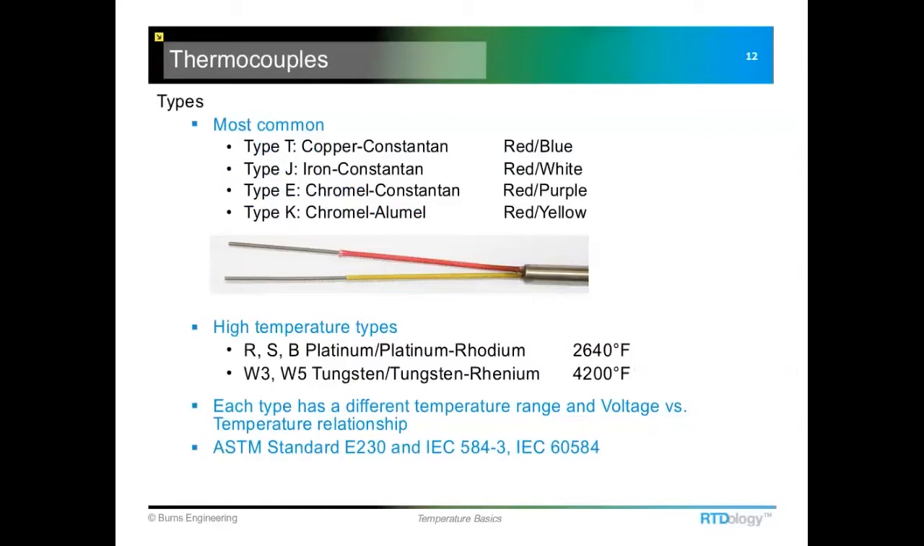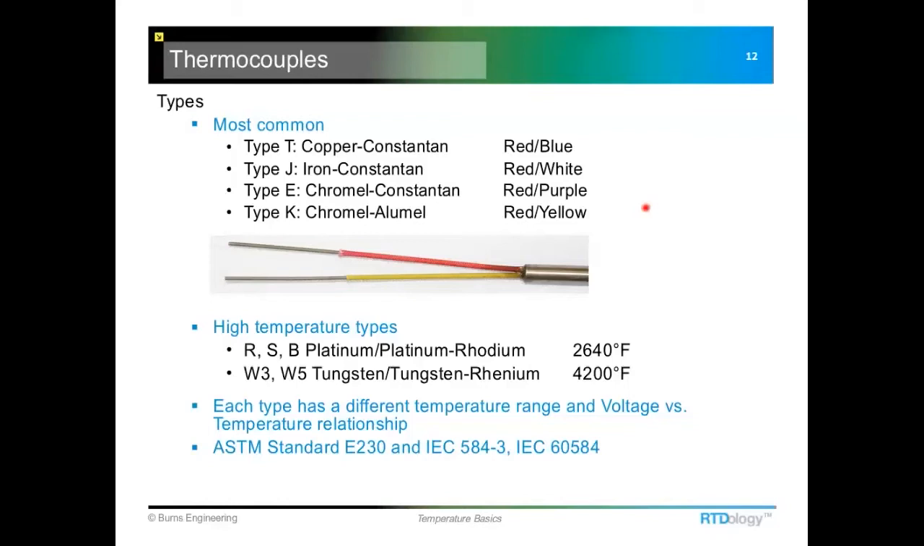These are all identified with different color codes. The ones at the top here would be called base metal thermocouples. So a type T would be red and blue. All of the negative leads are red, and it's just the positive lead color that changes. And each one of these has different voltage versus temperature characteristics. And each one of them is designed for different temperature ranges.